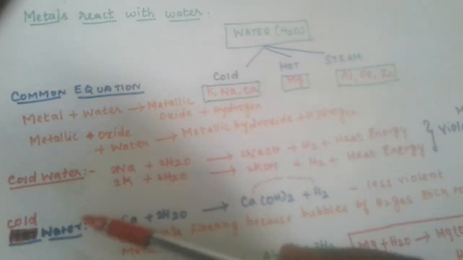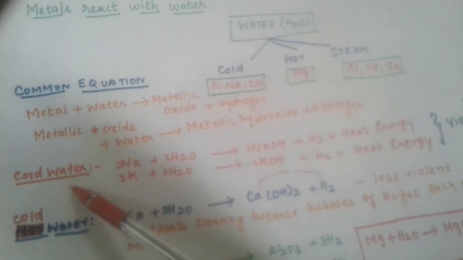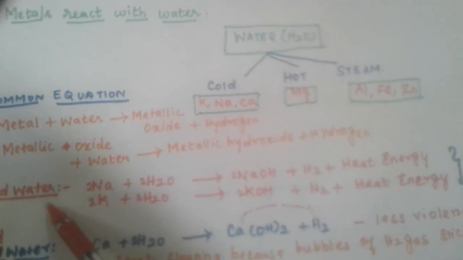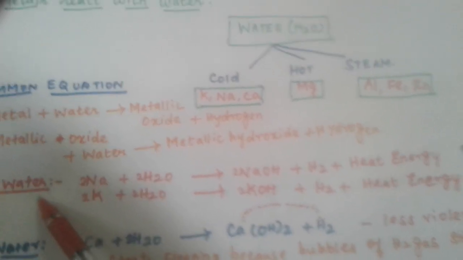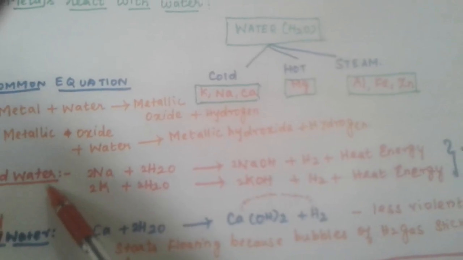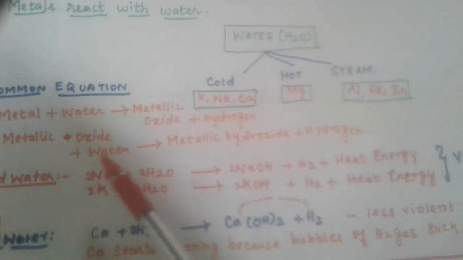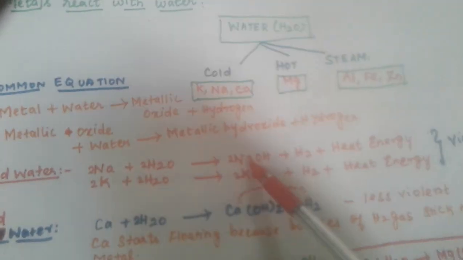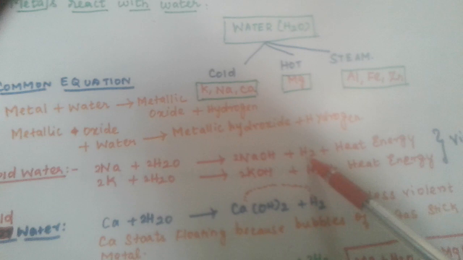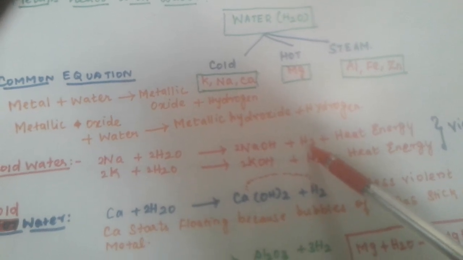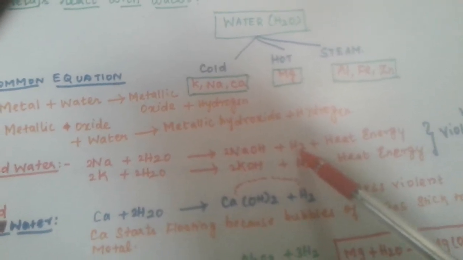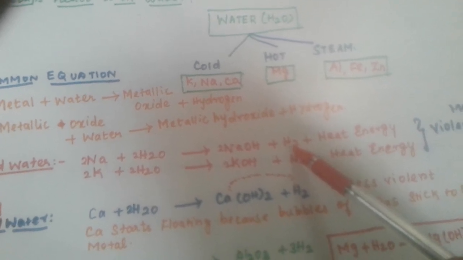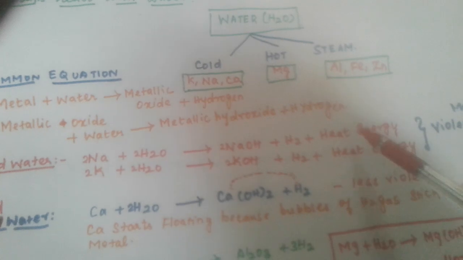Okay, but now we have to see cold water, how many metals can react? 3 metals. What are they? Potassium, sodium and calcium. Now we are going to see the equation. Sodium reacts with water to form sodium hydroxide and hydrogen gas. It is a highly exothermic reaction. What do you mean by exothermic reaction, children? Heat is released along with the products.